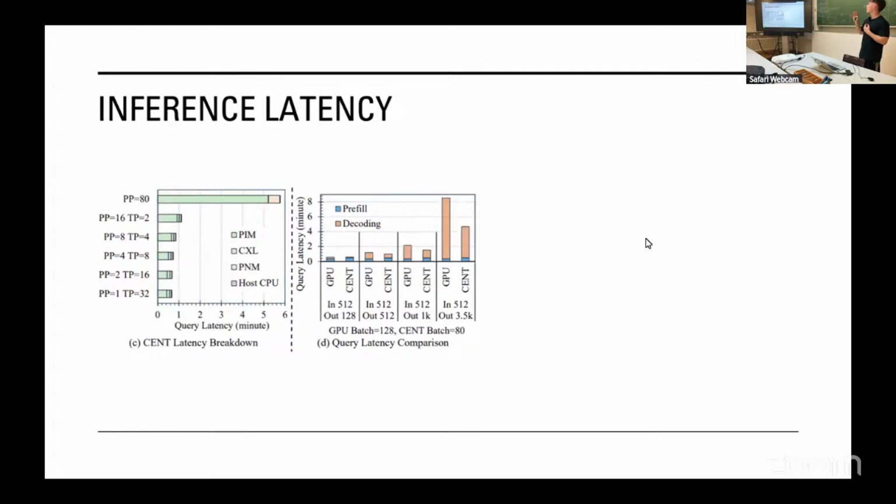For example, we can see it in the last part with 512 input. In the prefill, GPU performs better, but send is in the decoding stage way better. So latency improved by around 2.3 times and throughput improved by around 2.3 times.